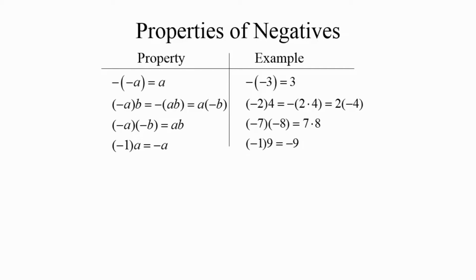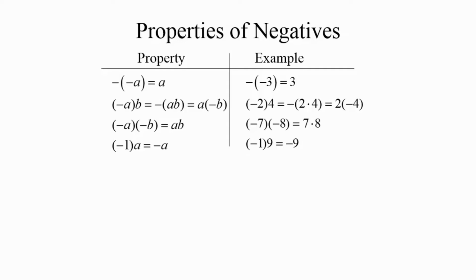Next, negative a times negative b would be positive ab. A times b, negative times negative would be positive. So on the right-hand side, we will have ab. So negative 7 times negative 8 equals 7 times 8. And finally, negative 1 times a equals negative a, such as negative 1 times 9 equals negative 9. So if negative 1 is multiplied by anything, it changes the sign of that.